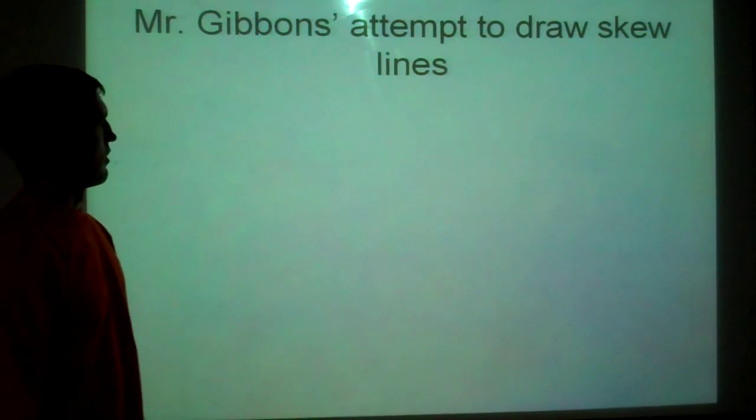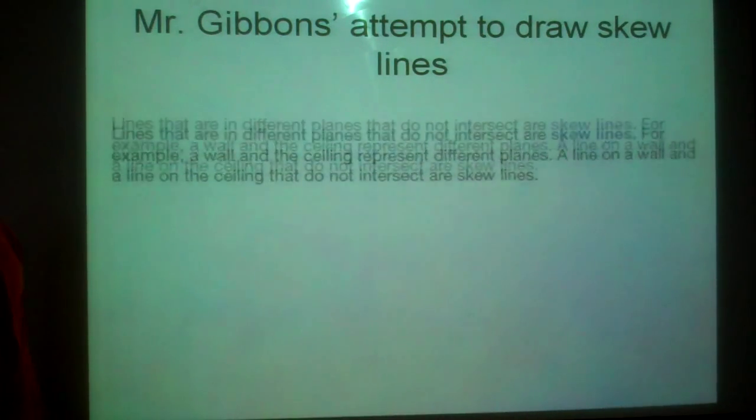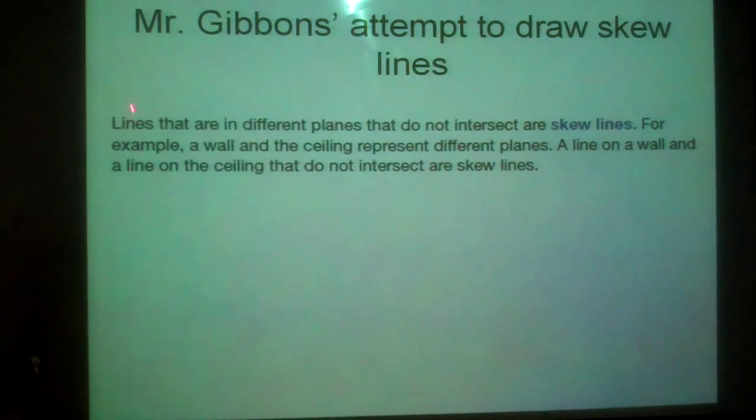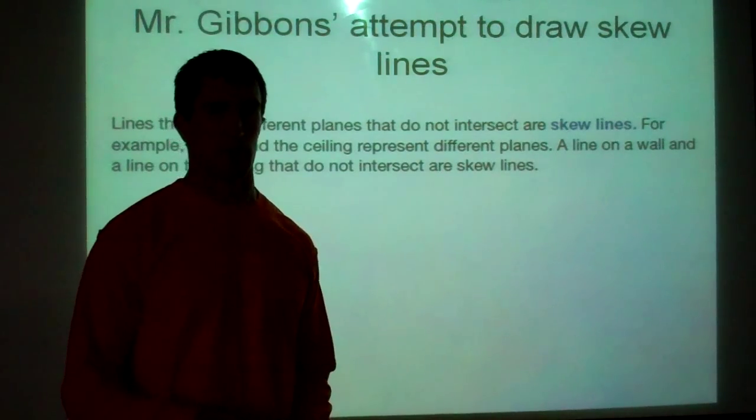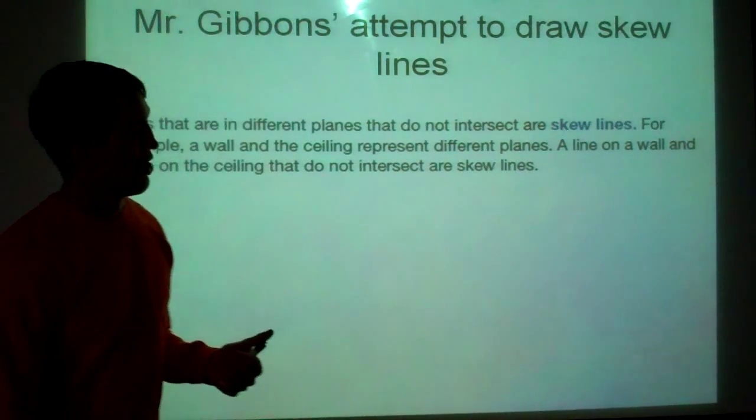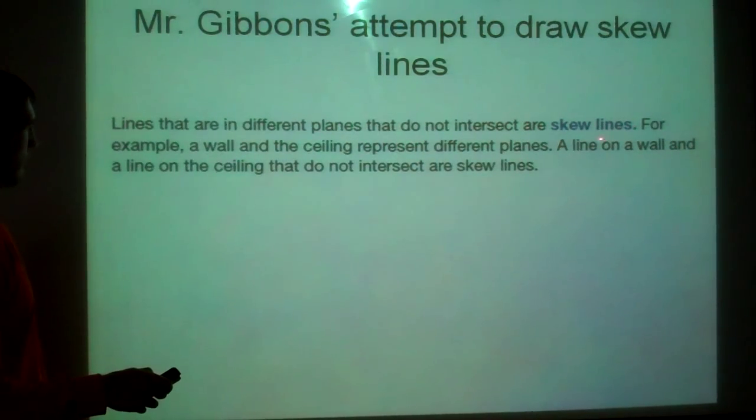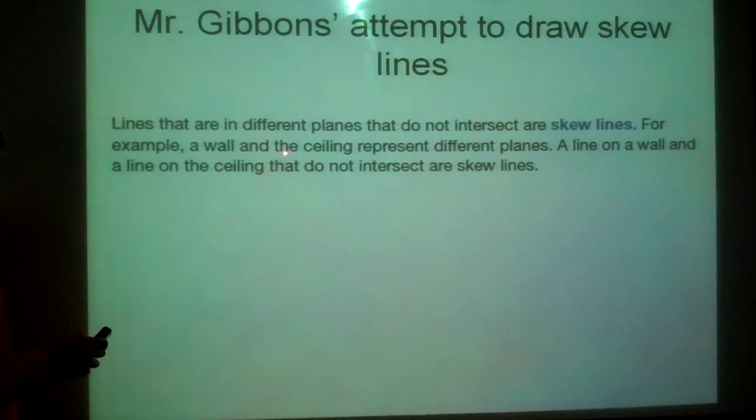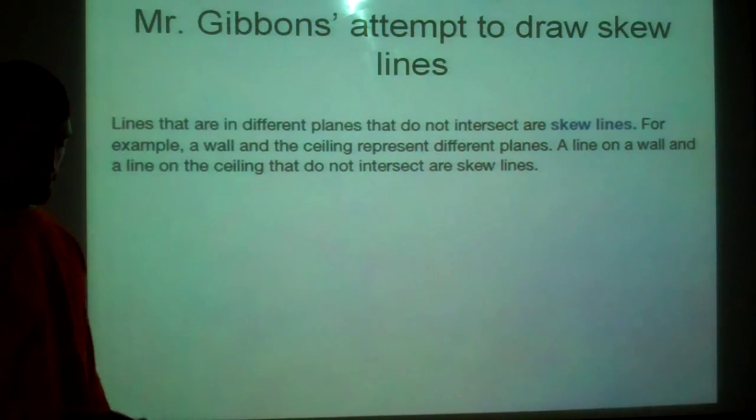Alright, and today I showed the students something about skew lines. So this is my attempt to draw skew lines. Well, let's first look at what they are. So we just talked about lines that were in the same plane. That's on one plane on a two-dimensional surface. They'll either intersect or they won't. Well, lines that are in different planes that do not intersect are called skew lines. For example, a wall and the ceiling represent different planes. A line on a wall and a line on the ceiling that do not intersect are called skew lines.